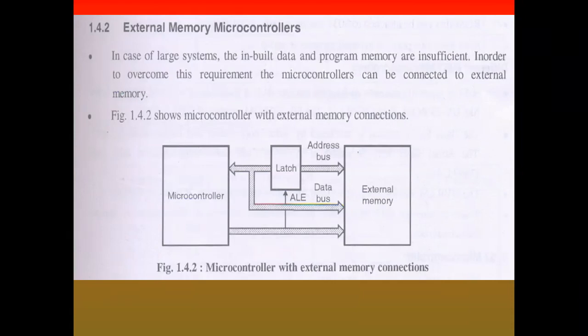So in large systems, the inbuilt program memory is insufficient. So the remedy for that is to connect the external memory. And the external memory is connected with the microcontroller in the given diagram, using the latch, address bus, data bus, and so on. So this was the concept of different types of microcontroller. Now in further concept, we will do the comparison of microprocessor and microcontroller.